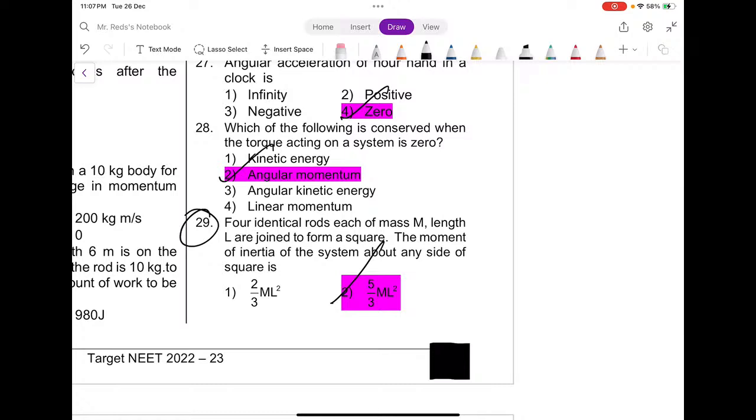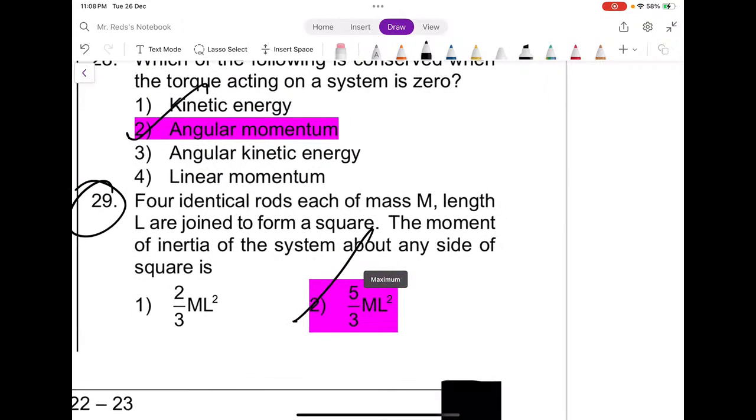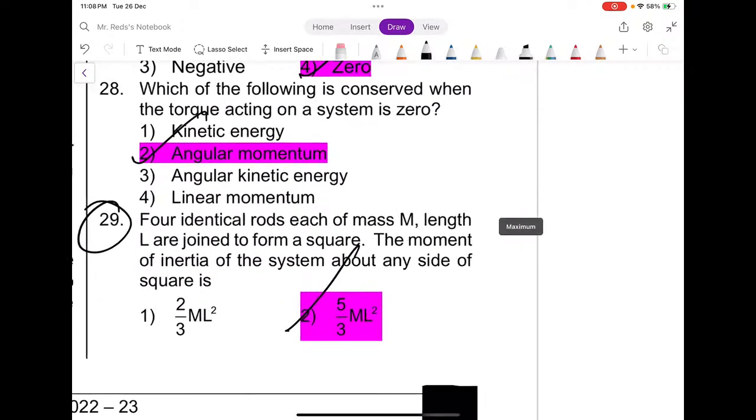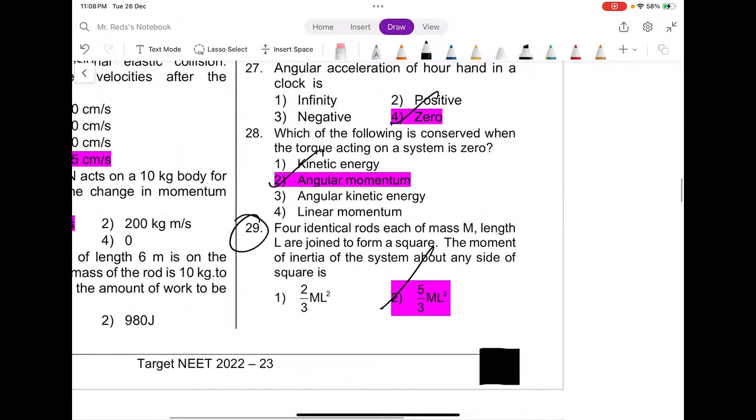Okay, students. So let us discuss this question. Question number 29. It is given that four identical rods, each of mass m and length L, are joined to form a square. The moment of inertia of the system about any side of the square is... Question number 29, you see.